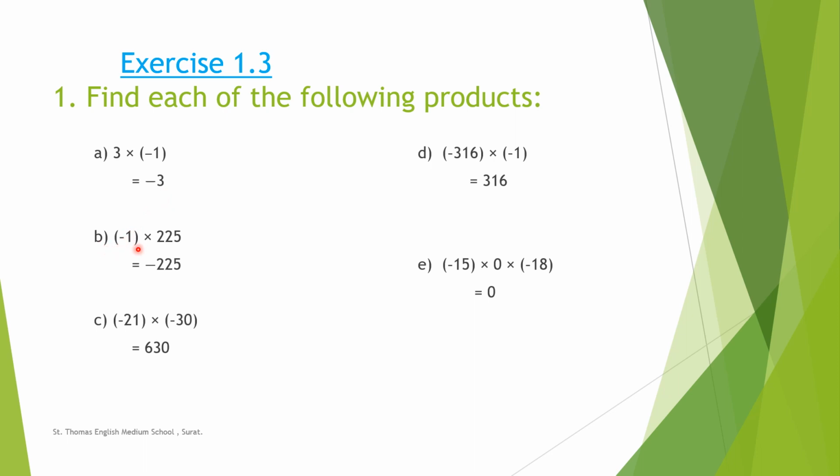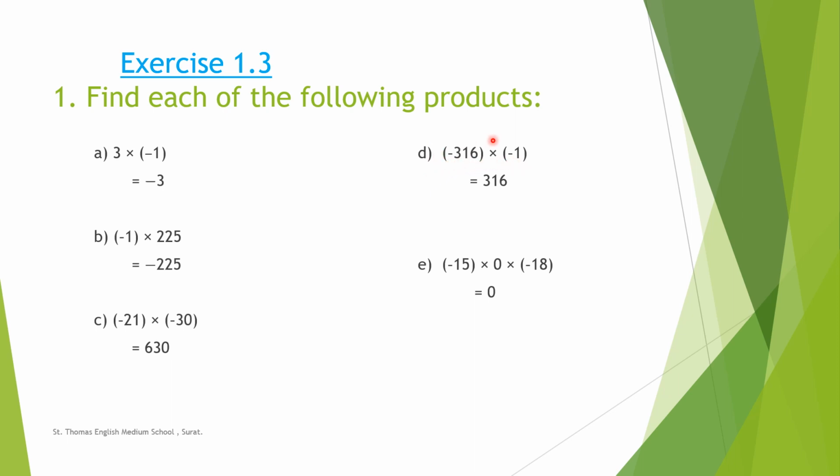Second one, minus 1 multiplied by 225. Again, one negative integer, one positive integer, you will always get negative. Clear? So minus 225 multiplied by 1, the answer is minus 225. The next one, minus 21 multiplied by minus 30. Two negative integers, the product is always positive. 21 3s are 63 and one more 0. So the answer is 630.